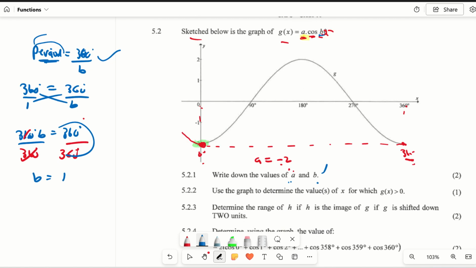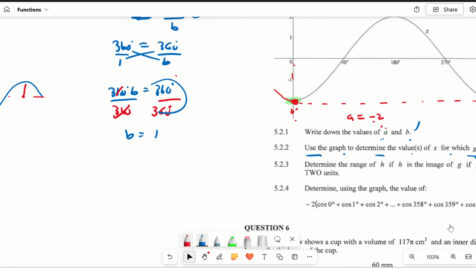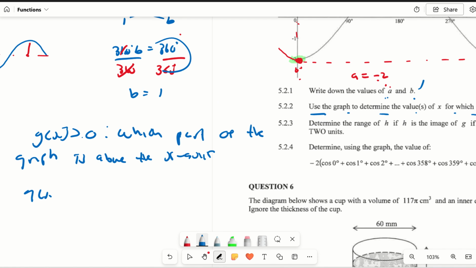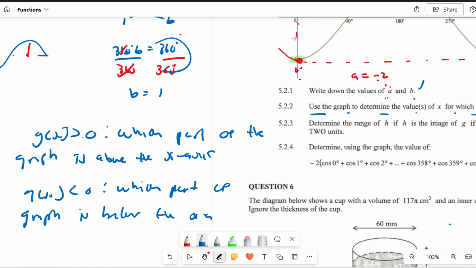Just a quick one as well. Use the graph to determine the value or values of x for which g of x is greater than 0. Whenever you get such a statement, g of x greater than 0, it means which part of the graph of g is above the x-axis. That's what this is saying. And if you get a statement like g of x less than 0, it says which part of the graph is below the x-axis.